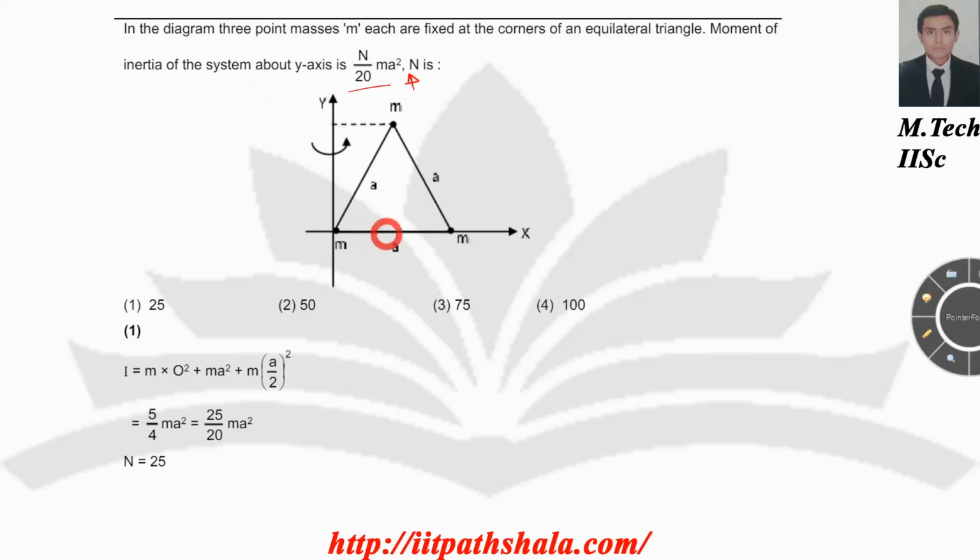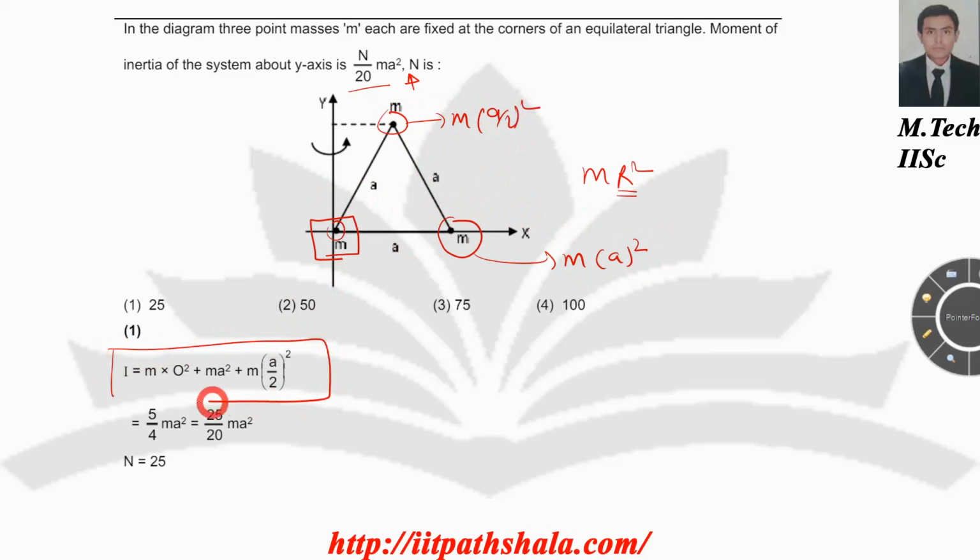Now moment of inertia is nothing but mr square. So there is a system of discrete masses over here. This mass is at the origin itself, so the contribution of moment of inertia by this mass is 0, because it has r equal to 0. For this mass it is m into the distance from the rotating axis itself, which is a. So ma square. For this mass it is ma by 2 whole square. You can figure out the moment of inertia. Compare it with this expression over here, and you will land up with the value of n equal to 25.